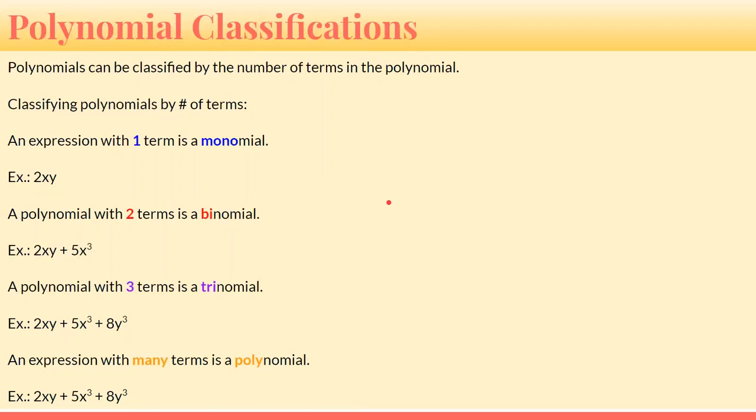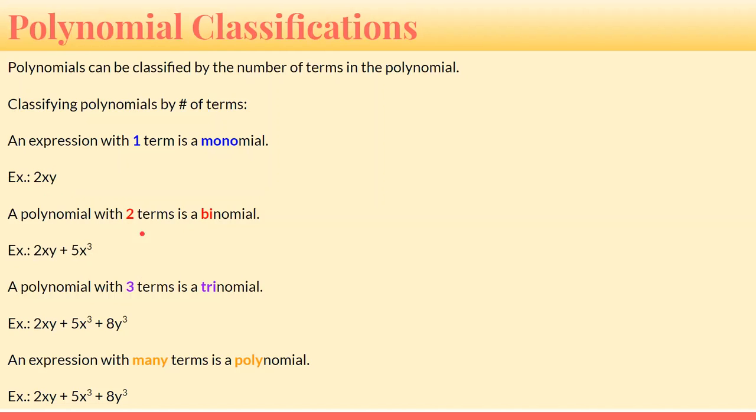Okay, so now let's look at our classifications for polynomials. So we classify polynomials by the number of terms in the polynomial. So an expression with one term is called a monomial. So if you didn't know, mono equals 1. So that's an easy way to remember that. So an example is 2xy. So as you can see, there's no plus sign or subtraction sign. It's just one term over here.